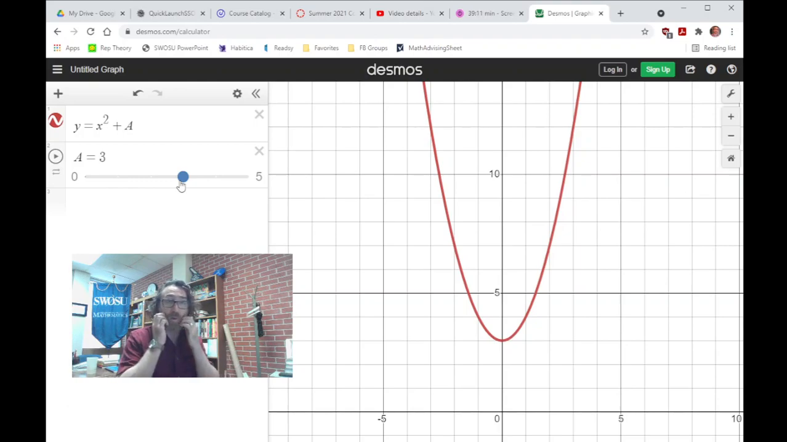Okay, so this is how changing x and y values through addition and subtraction affects the graphs of these functions. And in our next video, we're going to apply that to trig functions.